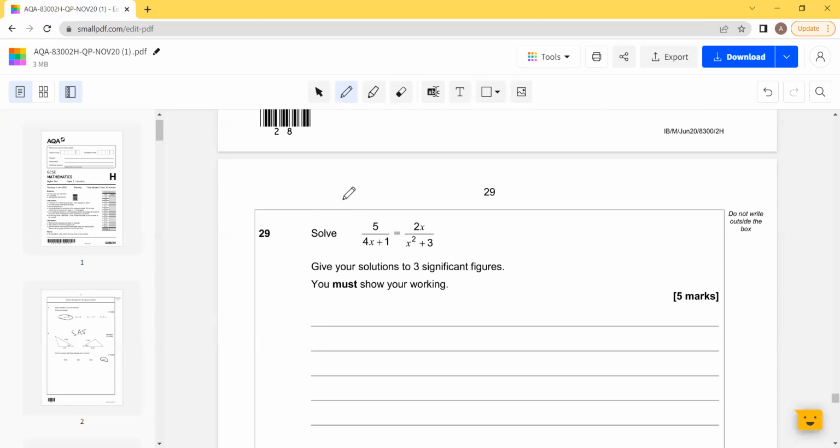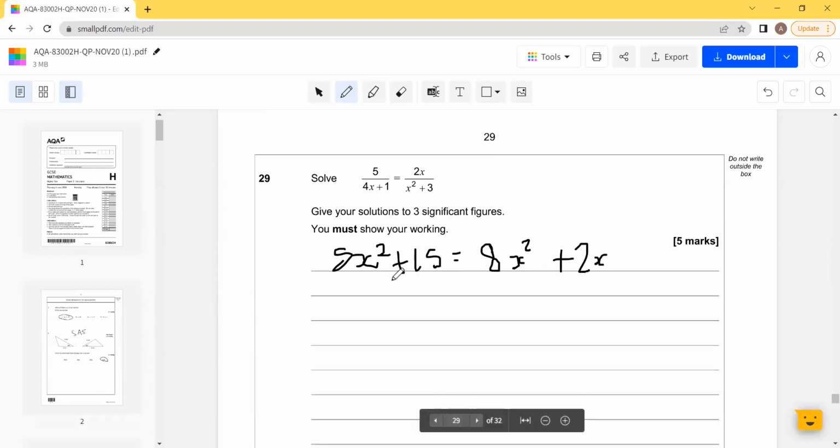So I'm gonna multiply the top of this left-hand side by x squared plus 3. So I'm gonna get 5x squared plus 15 on the left-hand side, and I'm gonna multiply 2x by 4x plus 1. Okay, so if I multiply 2x by 4x, I would get 8x squared. And if I multiply 2x by just 1, we just get 2x. Now I'm going to bring everything to one side. So I'm going to bring the 5x squared plus 15 to the right-hand side. So I get 3x squared plus 2x minus 15.